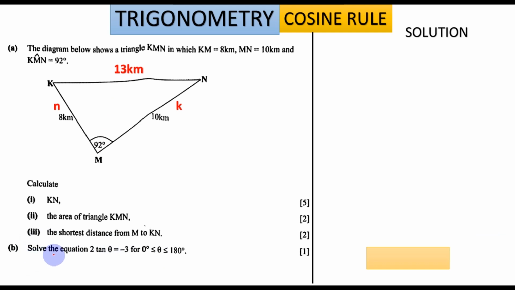They are saying solve the equation 2 tan theta equals to -3 for 0 degrees less than or equal to theta less than or equal to 180 degrees. So in this case, we are just dealing with 2 quadrants. That is the first quadrant and the second quadrant, because 180 ends here in the second quadrant. This is the first, this is the second. So in here, we are going up to 180.